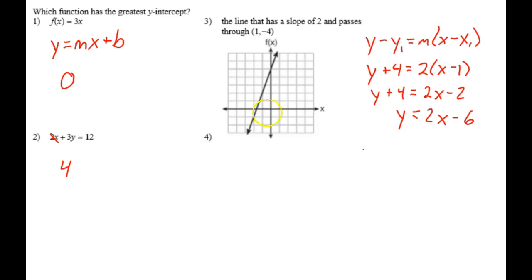So then we go to the fourth one, which is the graph. We identify the y-intercept where it crosses the y-axis, 1, 2, 3, 4. This has a y-intercept of 5. So which function has the greatest y-intercept? It's going to be the fourth one, the graph, where it has a y-intercept of 5. The equation of this line would be, we have a slope of 3. If I pick a point, up 1, 2, 3 over 1. So this would be the equation y equals 3x plus 5.